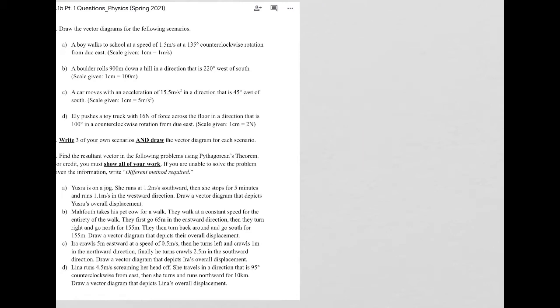Okay, for C, it says that a car moves with an acceleration of 15.5 meters per second squared in a direction that is 45 degrees east of south. So first, my scale given is 1 centimeter equals 5 meters per second squared. Then I'm going to look at 45 degree angle east of south. So we're starting at south. So we're going to go 45 degrees this way, which is halfway between, in the middle of the quadrant there. So our line, our arrow, is going to be this way.